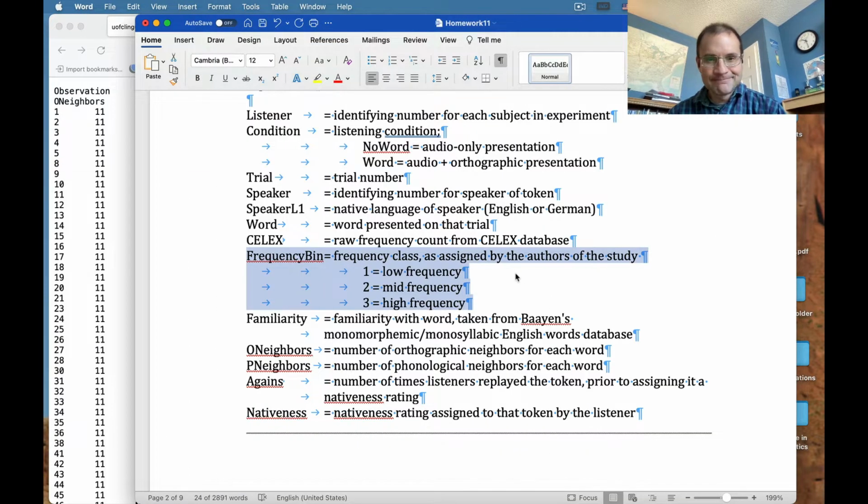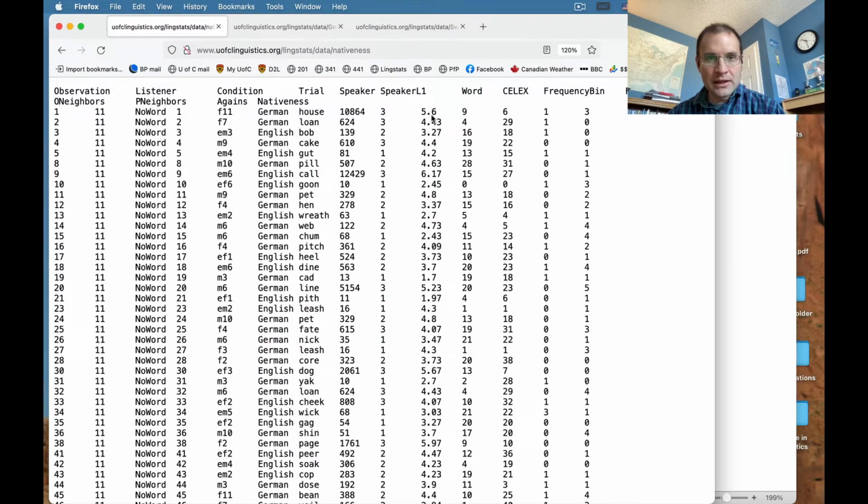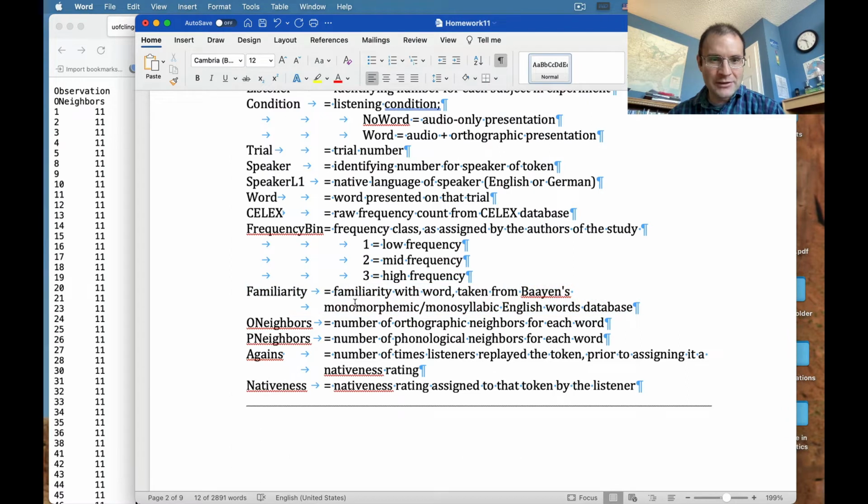So yeah, the cutoffs there are kind of arbitrary, but that's the way we did it. So just so you know what that information represents. There's also familiarity, which is the familiarity rating for that word taken from the database that we've been playing around with for most of the semester. This is from Harold Baayen's monomorphemic monosyllabic English words database.